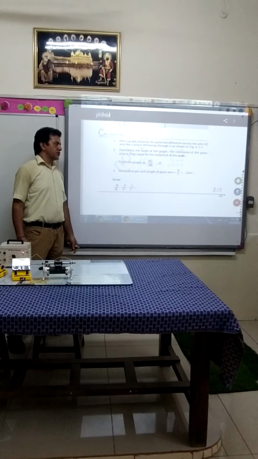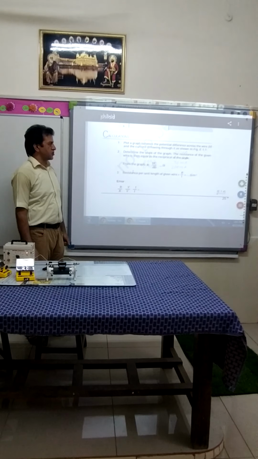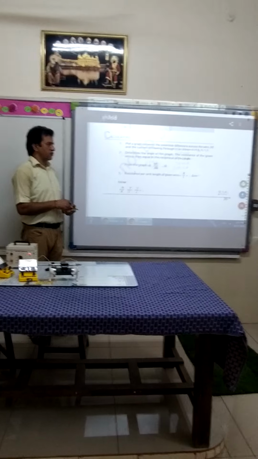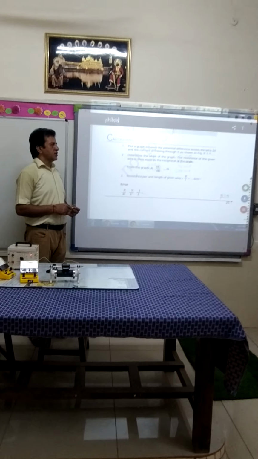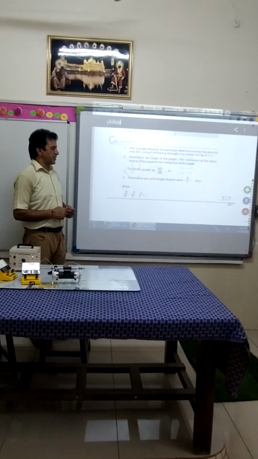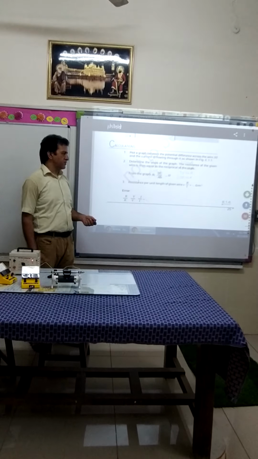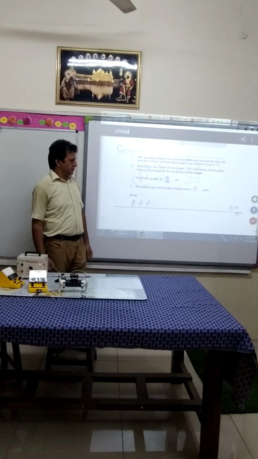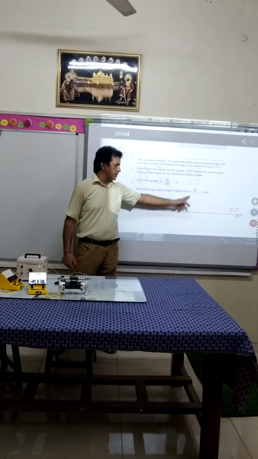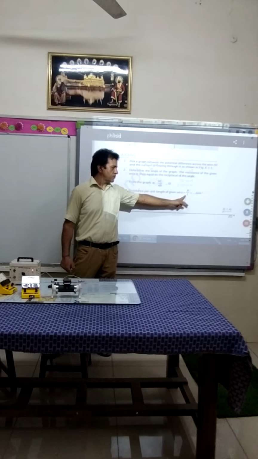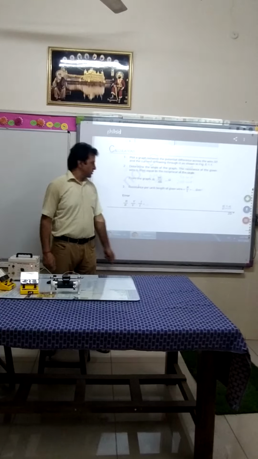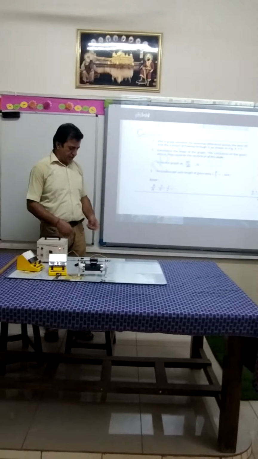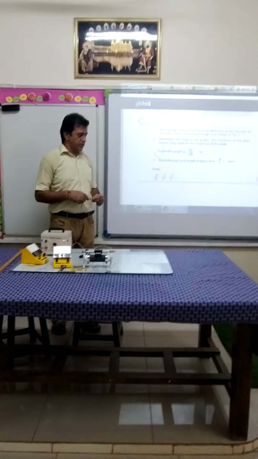So we will determine the slope of the graph, and the resistance of the given wire we are getting from the slope, because the slope is the reciprocal of resistance. So we are getting the resistance from the graph. So the resistance per unit length will be calculated. We will divide the resistance by the length of the wire, so it will give you the resistance per unit centimeter. So that was the aim of the experiment.